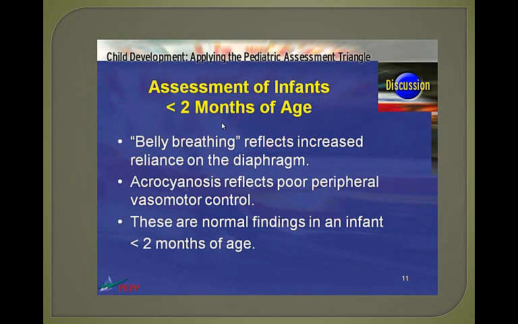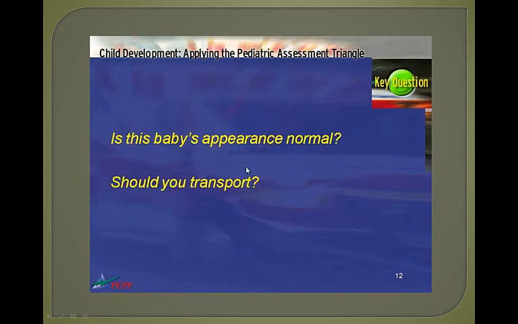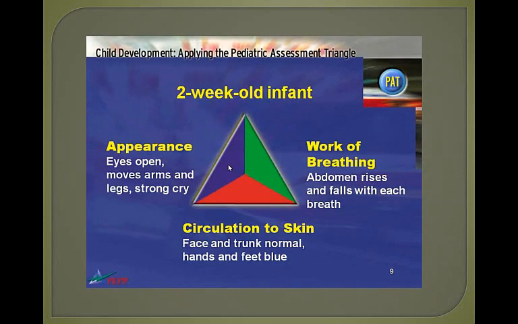Belly breathing reflects increased reliance on the diaphragm. Acrocyanosis reflects poor peripheral vasomotor control. These are normal findings in an infant less than 2 months of age. So going back, that was a little bit me tricking you when I said there was abnormal circulation. I wanted to see if you picked up that it was just the hands and feet that are blue in a 2-week-old infant.